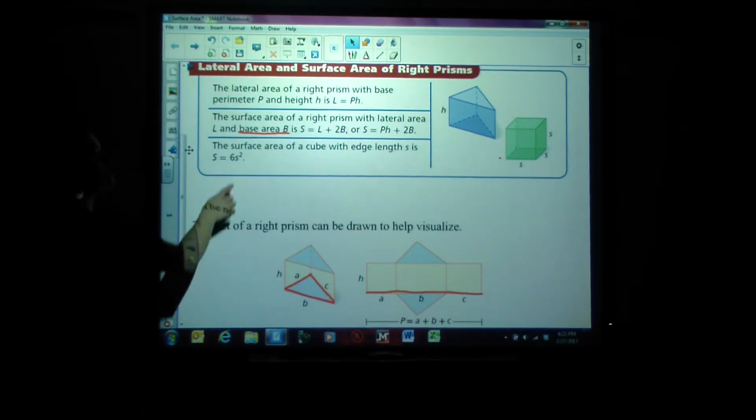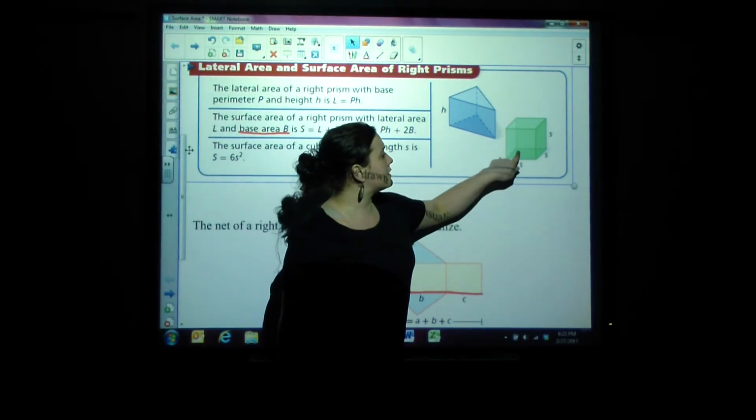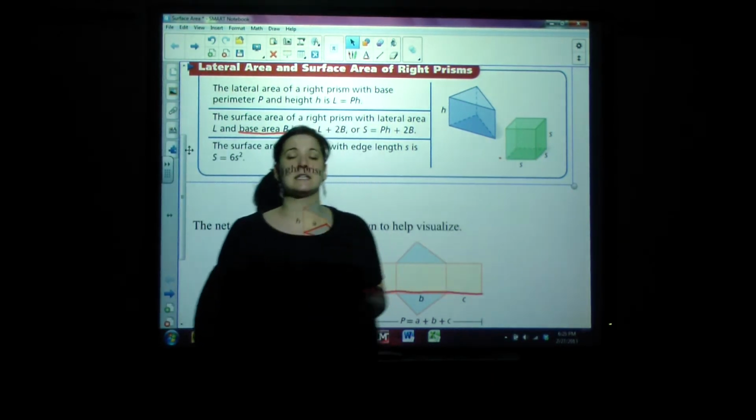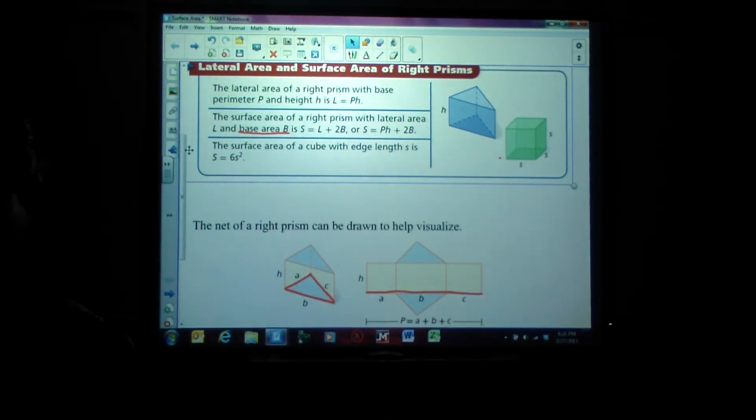Now, if you have a cube, a perfect cube, there is a shortcut. The lateral area isn't really any different no matter how the box is sitting. Nothing really changes. So to find the surface area of a cube, we simply take 6 times s squared. S squared represents the area of one square, and there are 6 identical squares. So we take 6 times s squared to get the surface area of a cube.